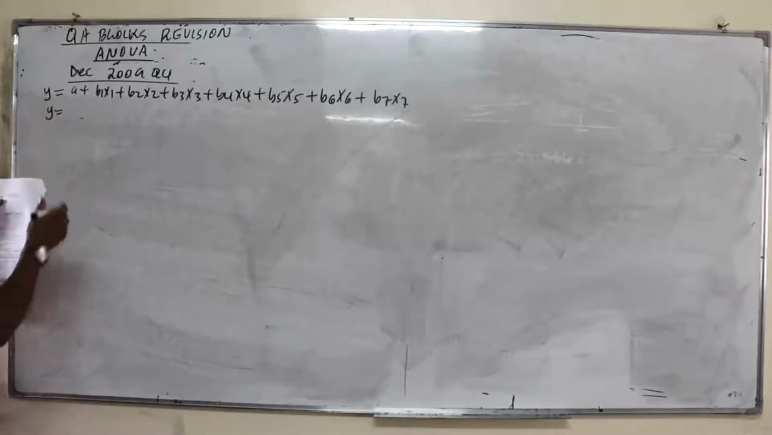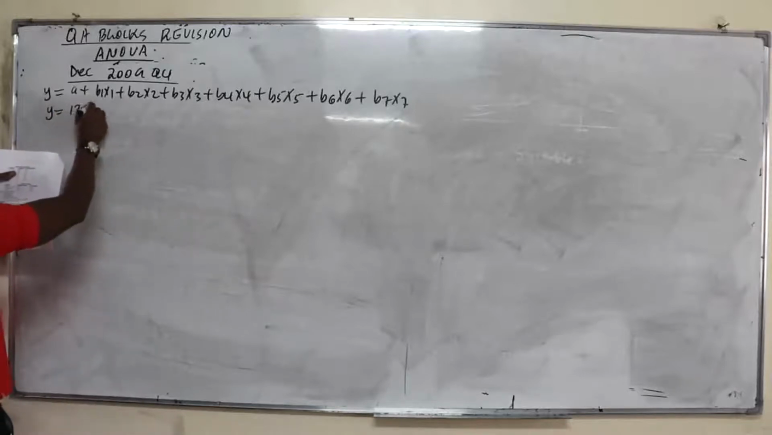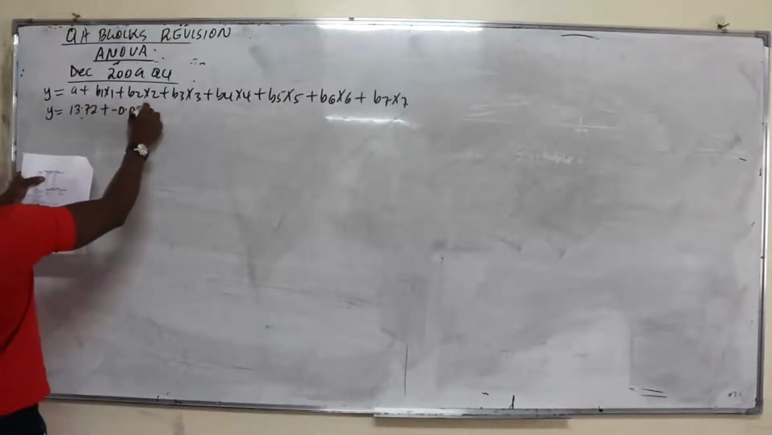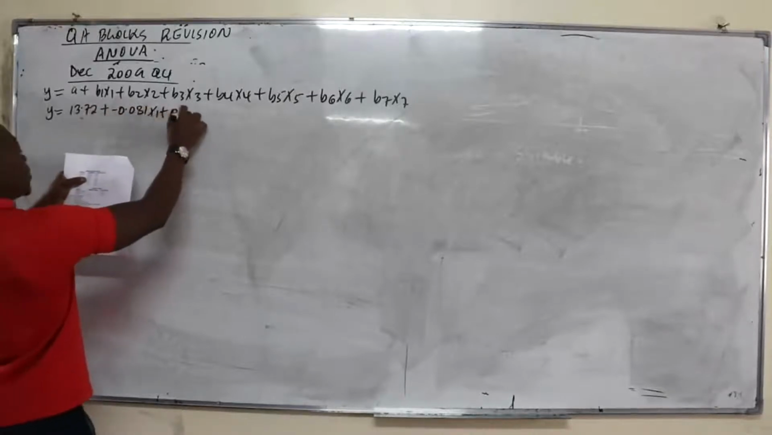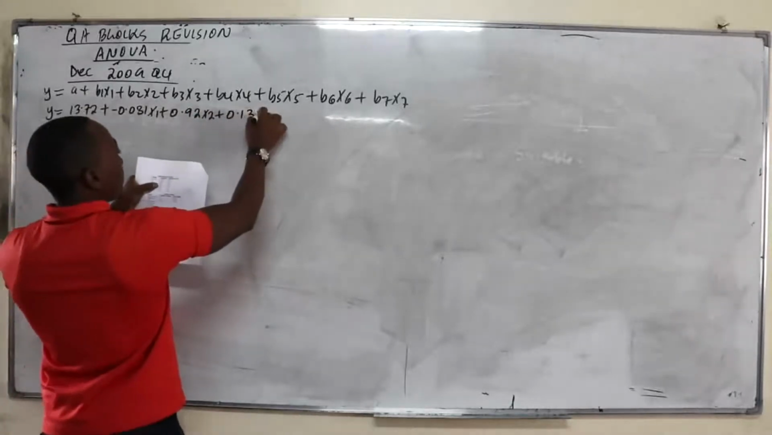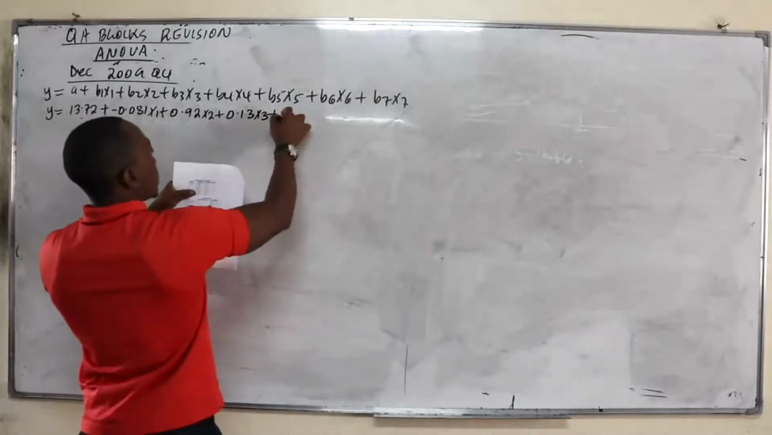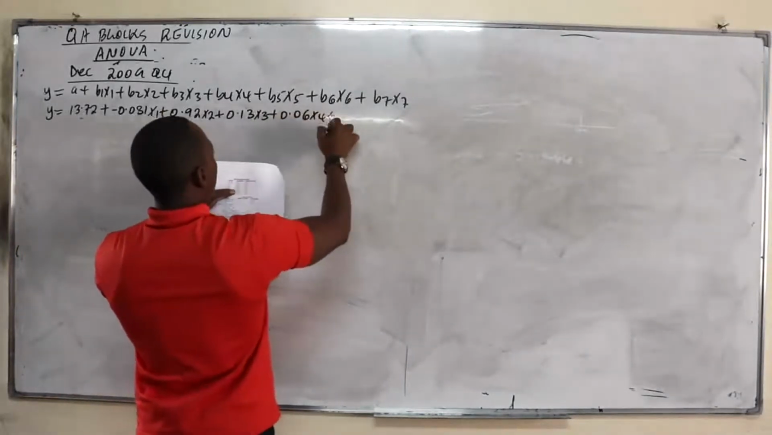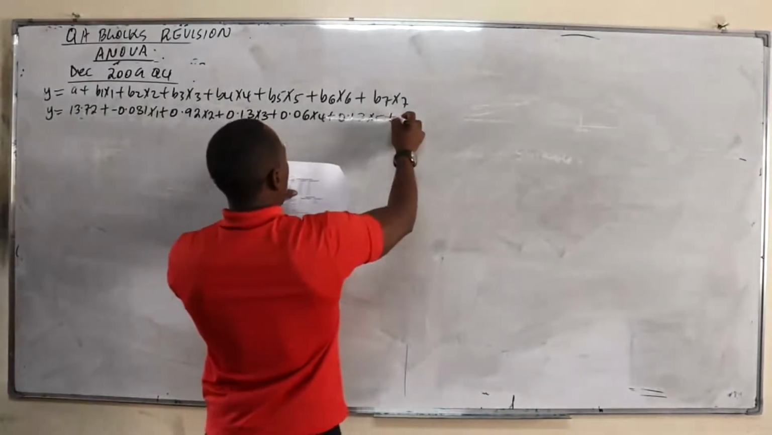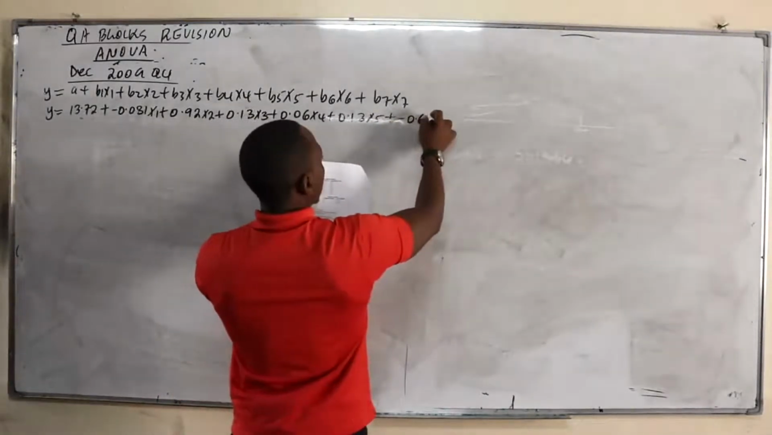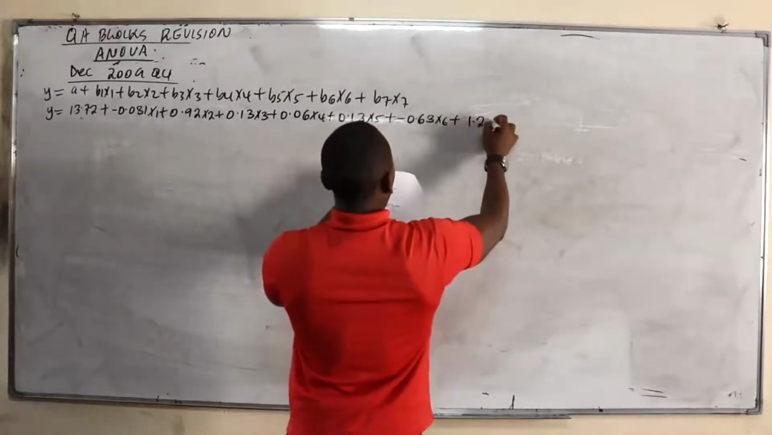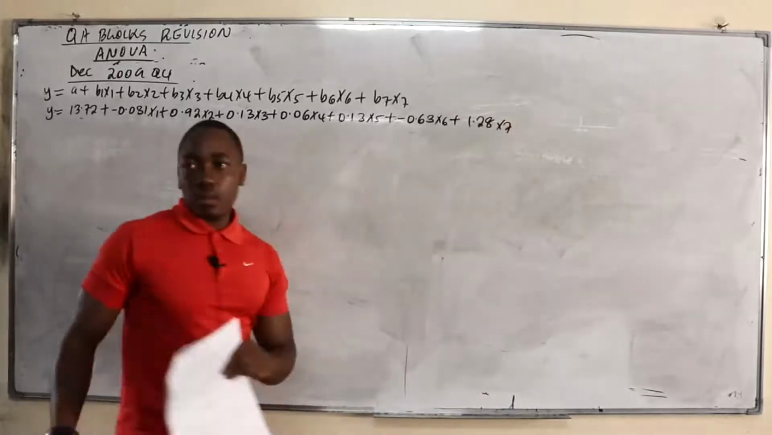So the model will be y is equal to a. Y is what? The constant, 13.72 plus negative 0.031x1 plus 0.92x2 plus 0.13x3 plus 0.06x4 plus 0.13x5 minus 0.63x6 plus 1.28x7. So that's how we come up with a model.